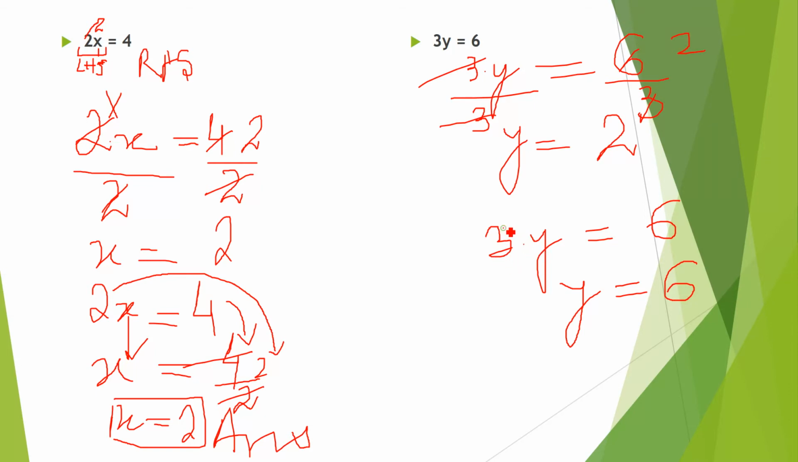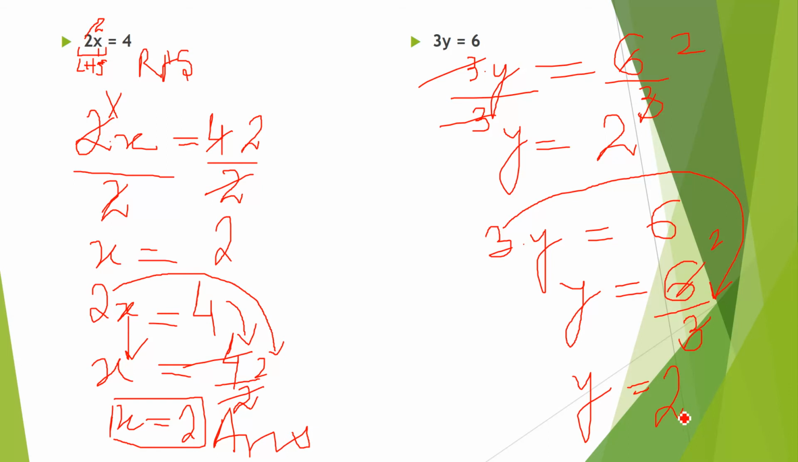Multiplication. So when 3 will go to the other side of the equation, right hand side, the opposite is division. You cannot write down here in the numerator division. 3 one time, 3 two times. So y is equal to 2.